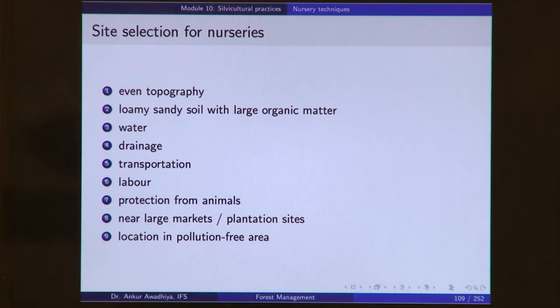Easy availability of labor, because nursery management is a very labor intensive job, and you require a number of manual operations to be done, whether it is picking out the seedlings, transplanting them, filling up the polythene bags and so on. So, there should be an easy availability and perhaps also a cheap availability of labor. Protection from animals, because these seedlings are also very good food for animals. So, typically you will find that the herbivores will try to enter inside, because of which you need to have good amount of protection, perhaps by means of fencing or by means of walls.